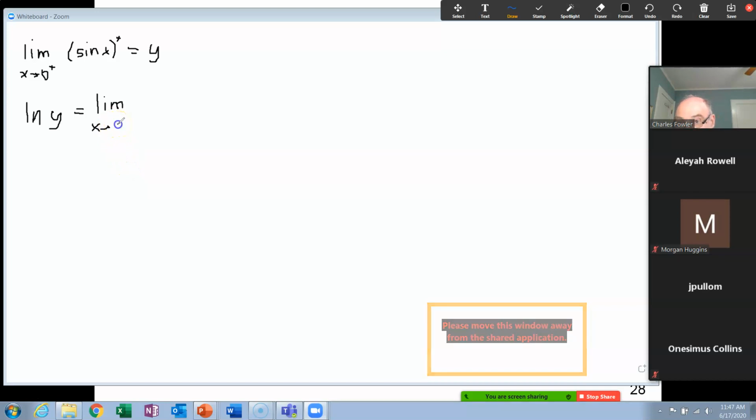x is approaching 0 from the right-hand side, from the positive side. And we reverse the order of doing it, so we're going to do the log in here. The log of (sine x) raised to the x power.